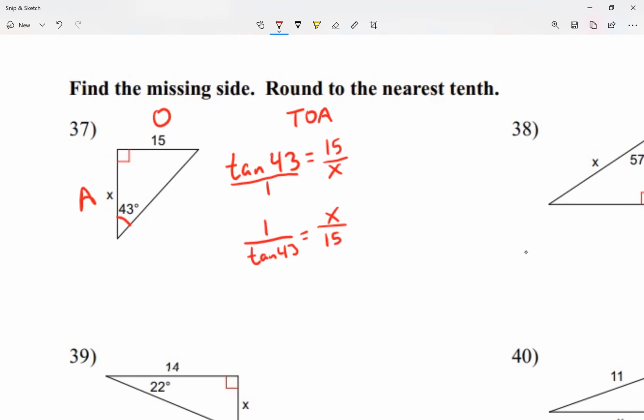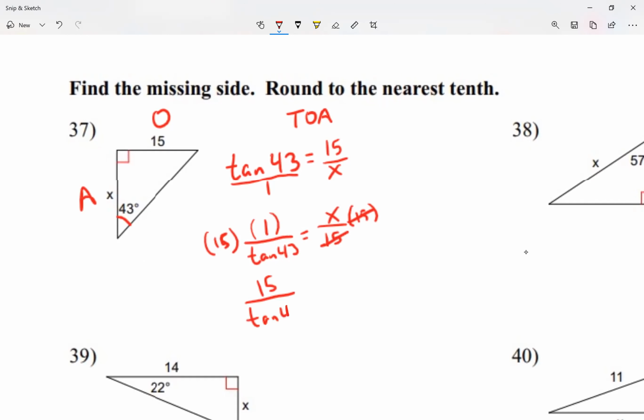Now I'm going to multiply both sides by 15, because that way those 15s cancel out. On the left, 15 times 1. So on the top, I'm going to have 15. At the bottom, I have tangent of 43 is equal to x. 15 over, right? A fraction means division. So I'm just going to grab my calculator. I'm going to go 15 divided by tangent of 43.